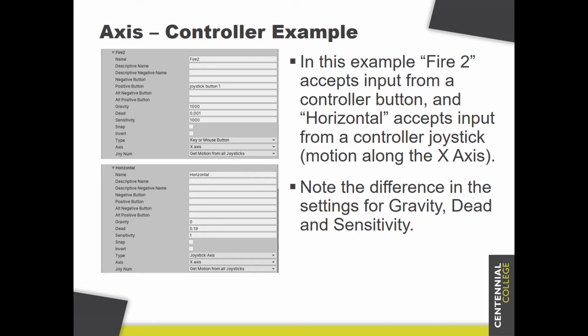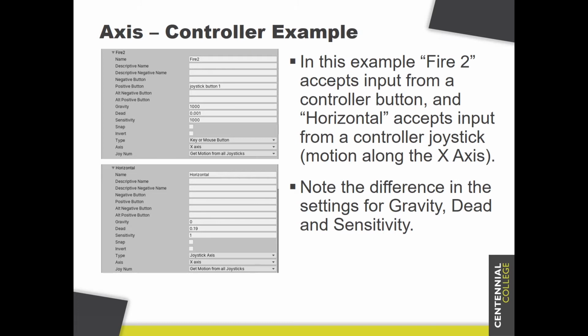There are a few differences here from the other ones as well. The gravity, the dead, and the sensitivity are all different values than we saw in the previous examples. But otherwise, this works exactly the same. When joystick button number 1 is depressed, we will have a value of 1. And if it's not depressed, it'll return a value of 0. Okay, so that is how the axes themselves work. We can go ahead and set this up any way we want. We can add additional ones, but Unity has several that are available to us immediately.